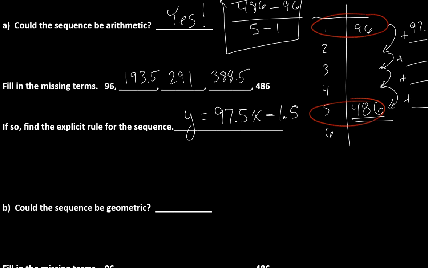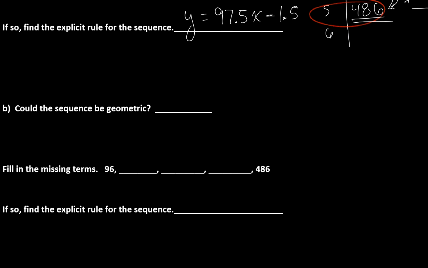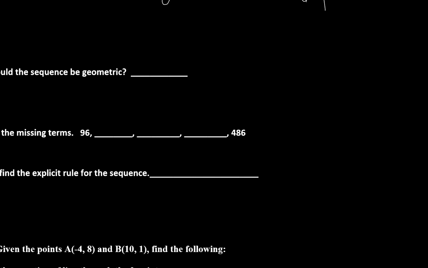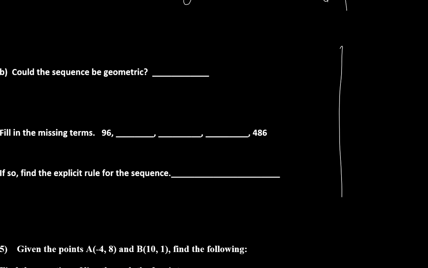The next question is, could it be geometric? So I'm going to go ahead and sketch the same thing again here. So now I'm thinking, could it be a geometric sequence? So first, second, third, fourth, fifth terms. This is 96. I'm told this last one is 486.